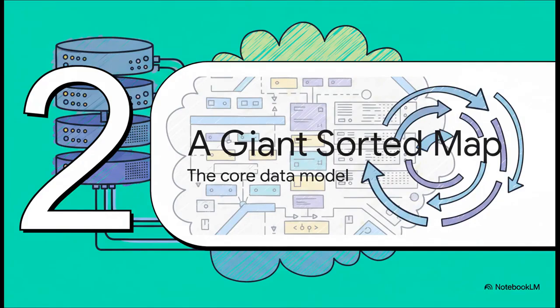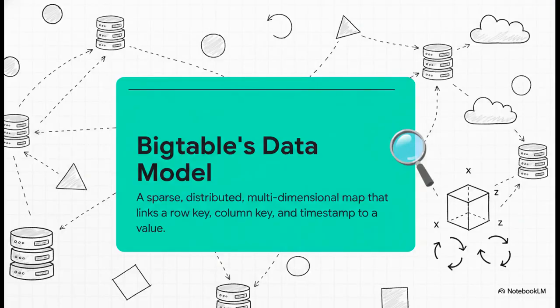So their solution was a whole new way of looking at data. At its core, Bigtable is not a relational database at all. It's something way simpler, but for their needs, way more powerful. The best way to think about it is just as a giant sorted map. Now, the official definition is a sparse, distributed, multidimensional sorted map, which sounds like a mouthful, but it actually tells us everything. Sparse just means empty cells don't take up any space.